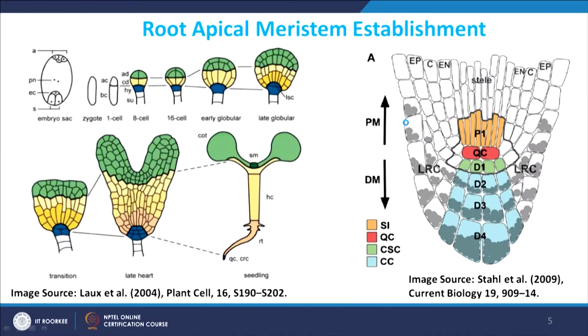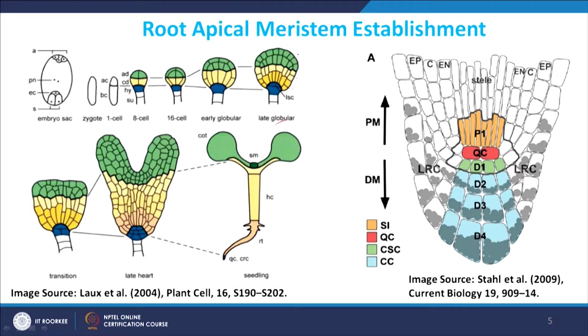So, if you recall one of our previous classes where we discussed that the first diploid cell after fertilization is the zygote. The zygote undergoes the process of embryogenesis, where it undergoes several rounds of mitotic cell division, and at some stage, for example, if you look at the late globular stage, you can see there are three distinct domains.